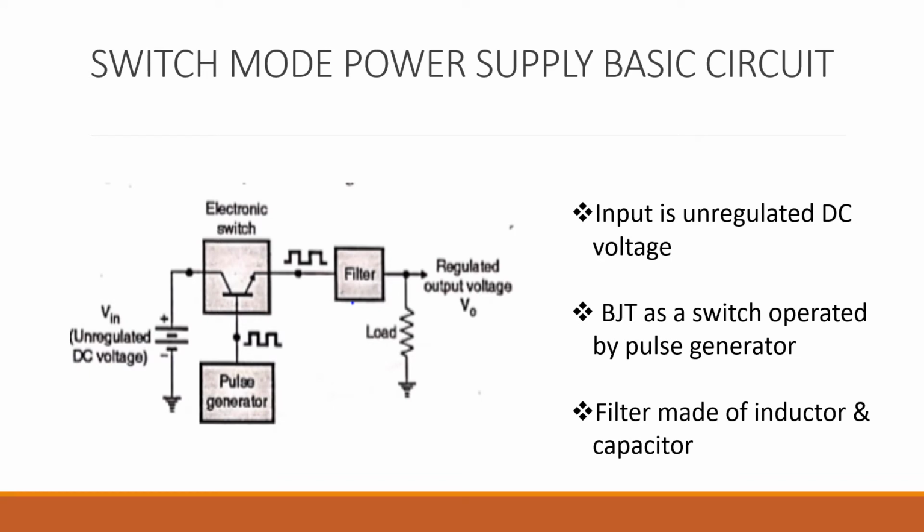In this slide, we will understand basic operation of SMPS. If you understand, there are three parts of this circuit. First is this unregulated DC. Second is this electronic switch with pulse generator, and third part is filter and load.